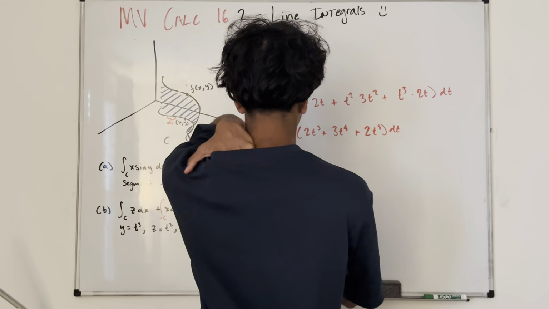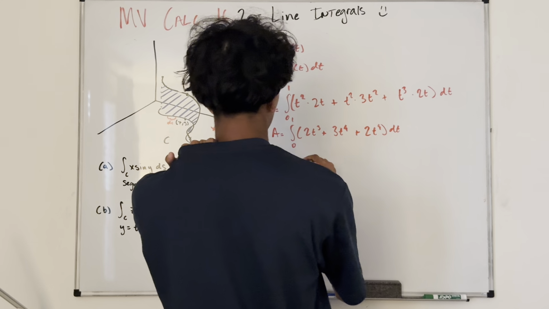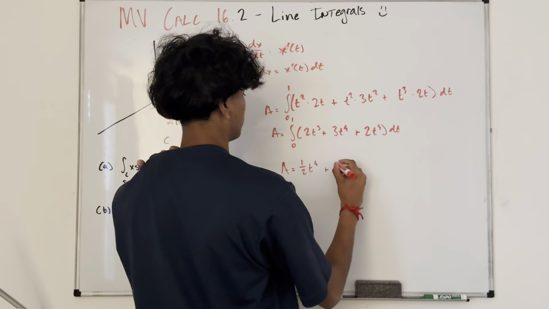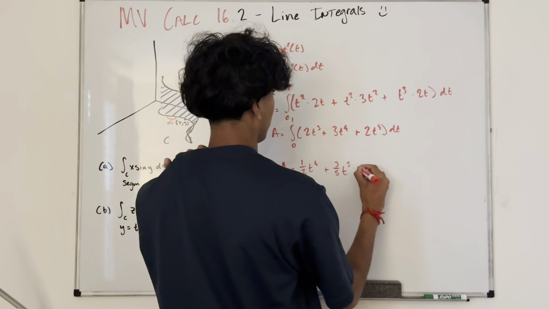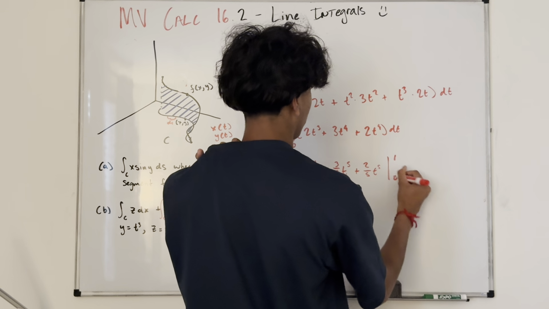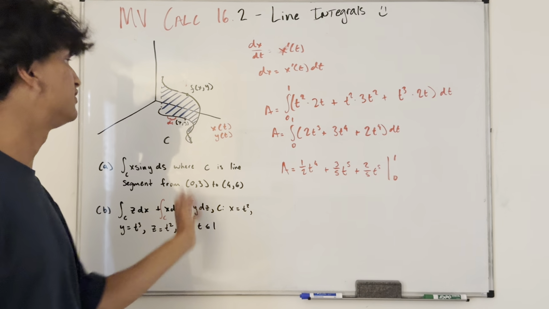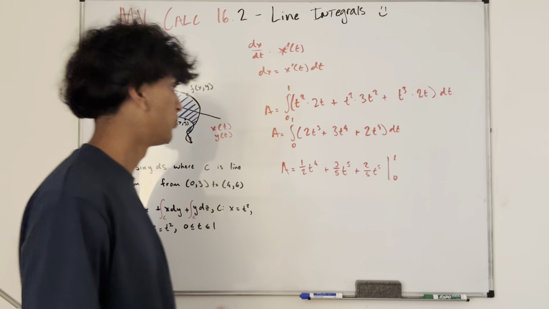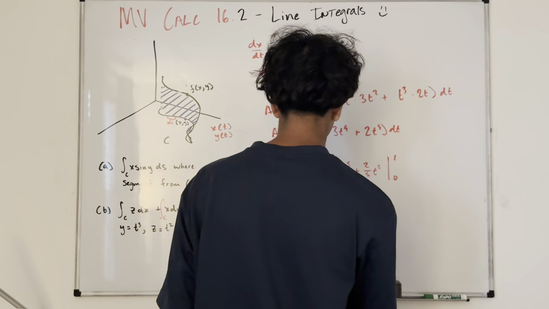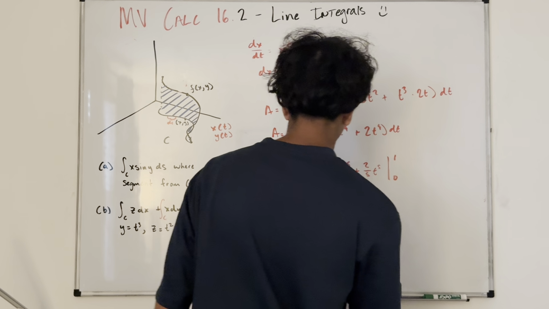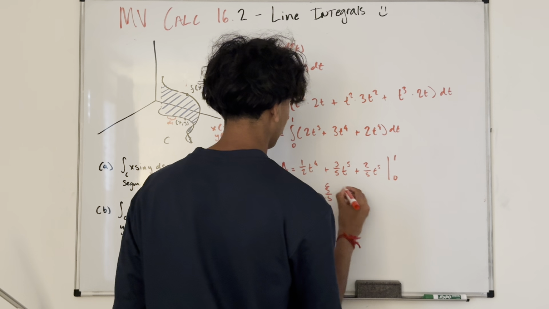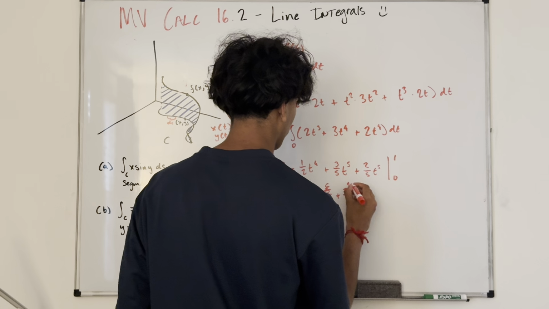So the area is going to equal 1/2 t to the 4th, I'm just doing the reverse power rule, plus 3/5 t to the 5th plus 2/5 t to the 5th. I'm going from 1 to 0, and obviously when I plug in 0, I'm going to get 0. This is all polynomial. When I plug in 1, it's just going to be the coefficient. So the area is going to be 1/2 plus 3/5 plus 2/5. So if we multiply this by 5, and this by 2, I get 5 plus 6 plus 4.